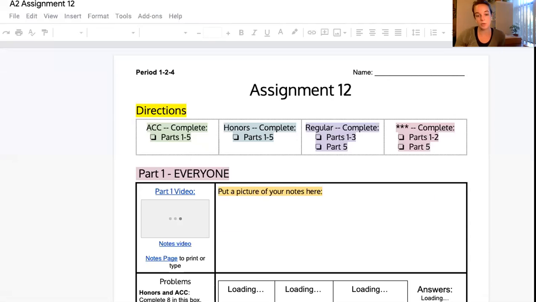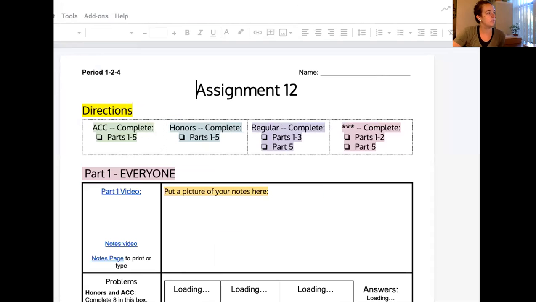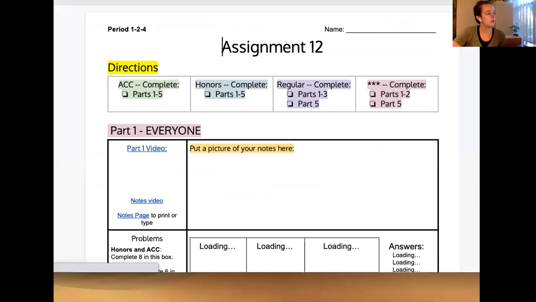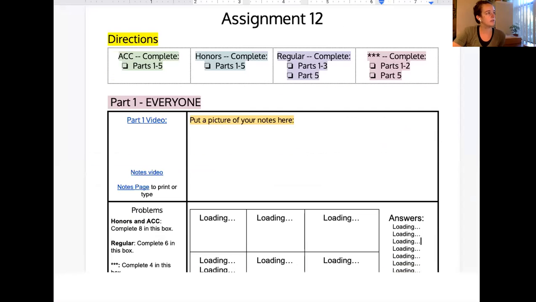And I want to go over it because we're going to be pretty self-paced today. I can do some of the notes, but I want to make sure that you know what you need to do. All right, so assignment 12, if you have not yet loaded it, looks like this. Kind of looks like a rainbow or like a unicorn threw up on my page.